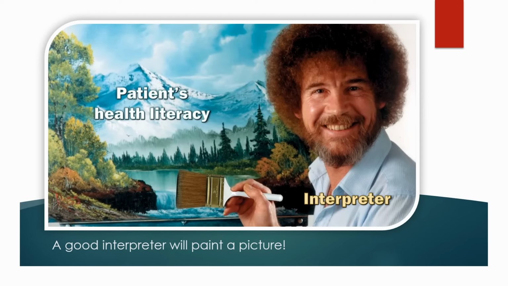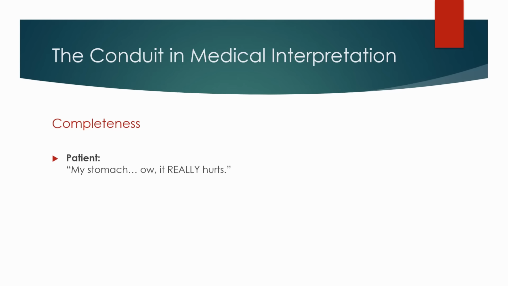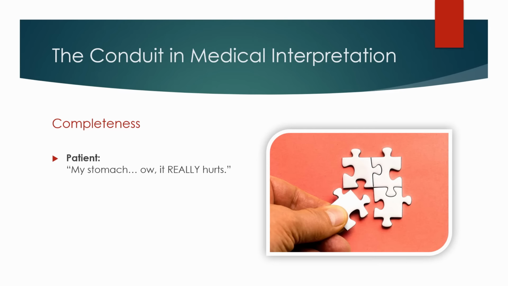So we've gone over accuracy. Now let's get into completeness. So when being a conduit in medical interpretation, completeness is the second piece of the puzzle, right? So if a patient says, "My stomach, ow, it really hurts," you need to interpret everything that is said and not give a summary. So you need to say, "My stomach, ow, it really hurts."